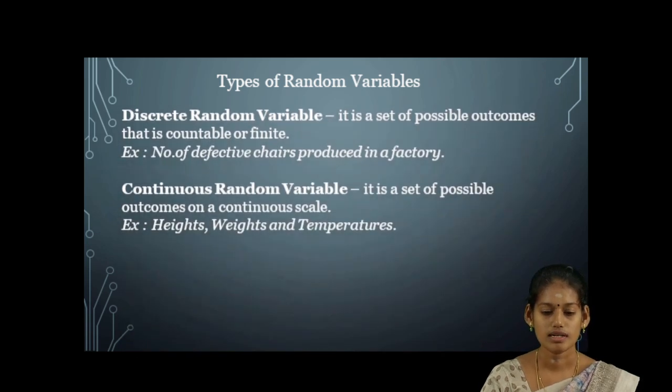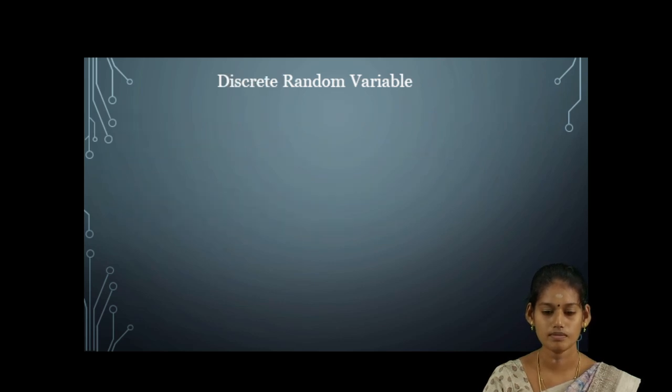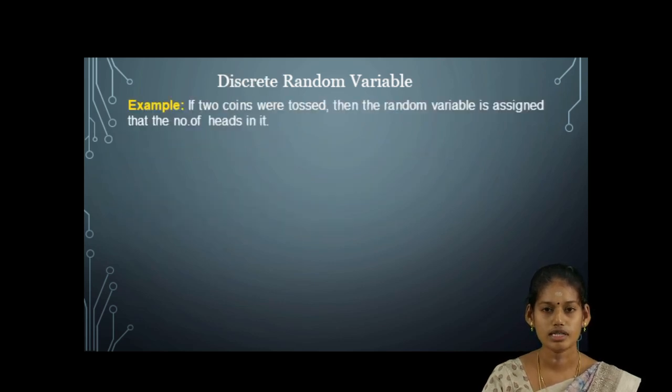The first one, the discrete random variable, is one whose set of all possible outcomes is countable or finite. The number of chairs produced in a factory, the number of persons affected by a disease, and the number of students who passed in an examination are all discrete random variables. And next, the continuous random variable is measured on a continuous scale. Heights, weights and some other measures come under continuous random variables. And we are going to see about discrete random variables elaborately with some examples.